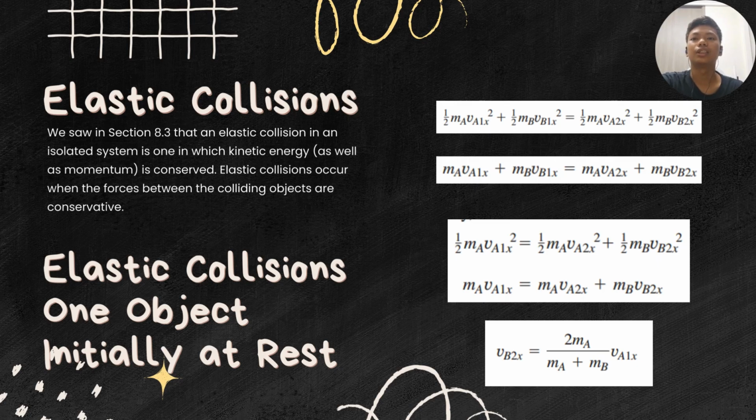So for the first formula, let's look at a one-dimensional elastic collision between two objects A and B, in which all the velocities lie along the same line.